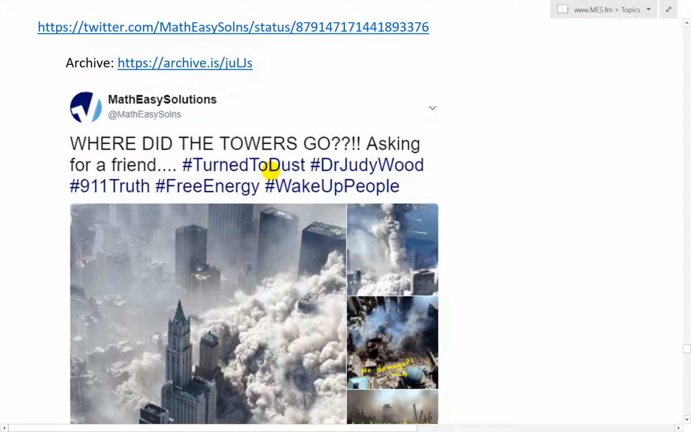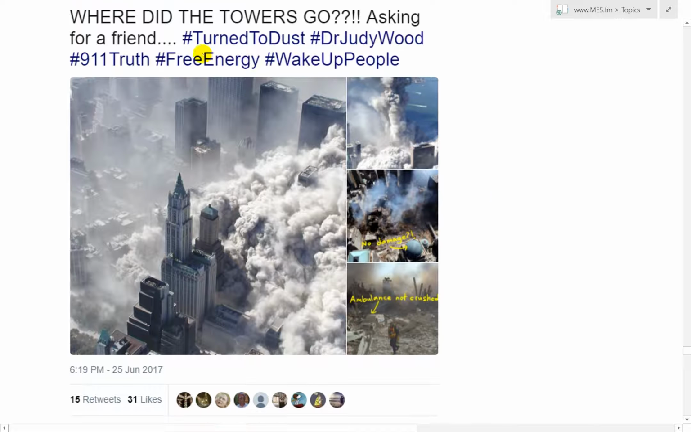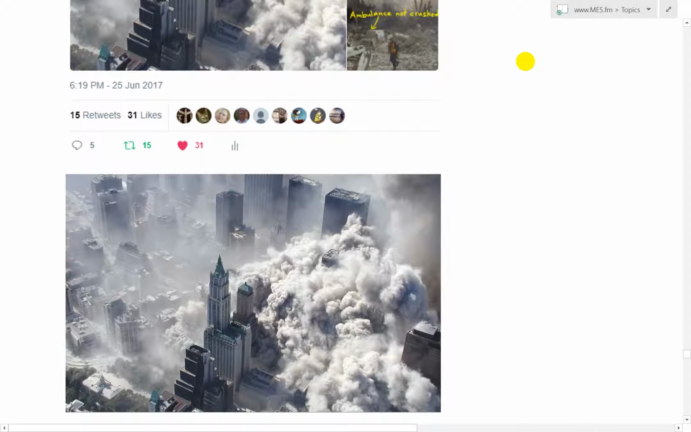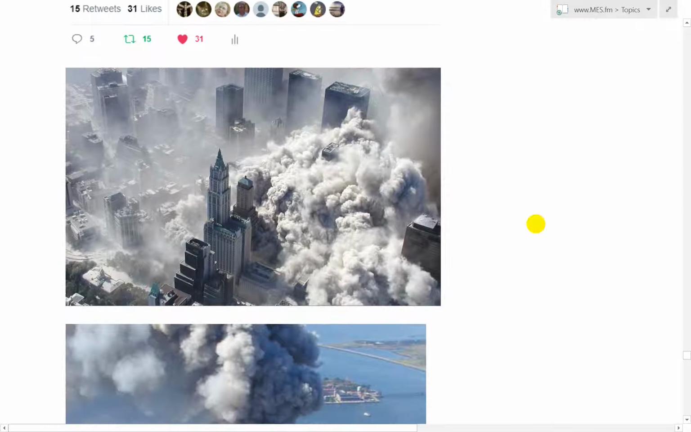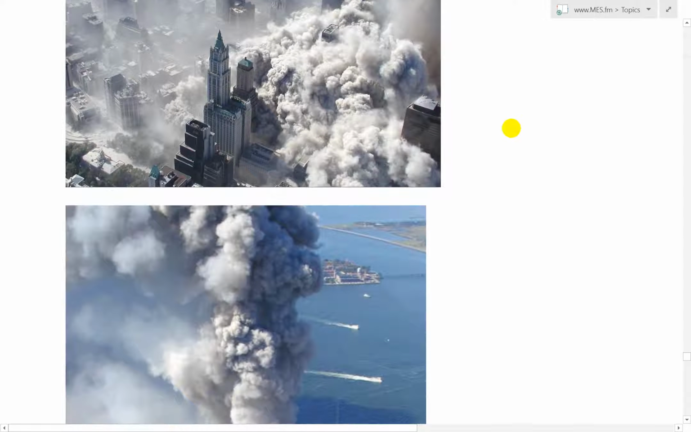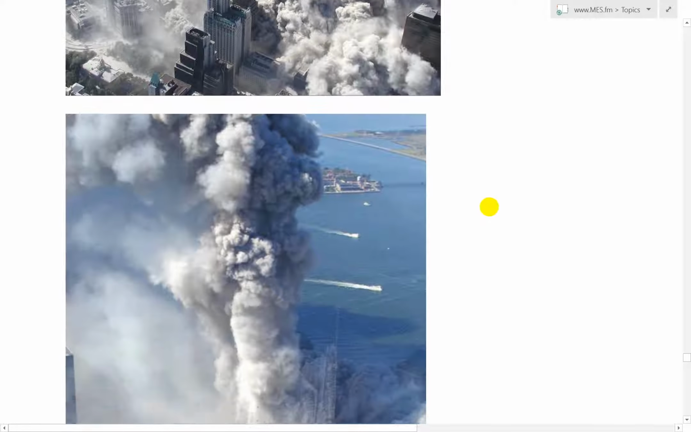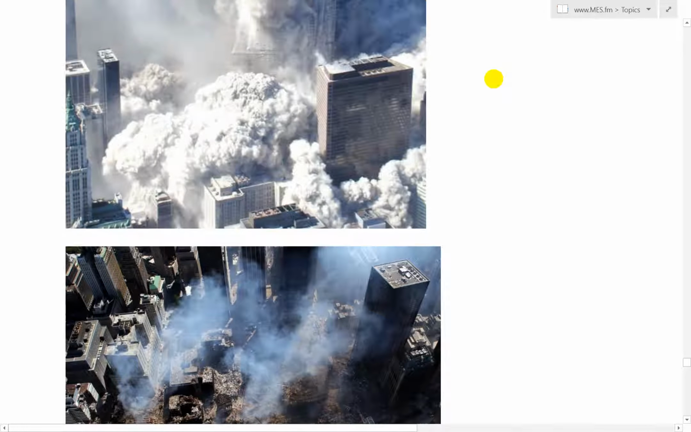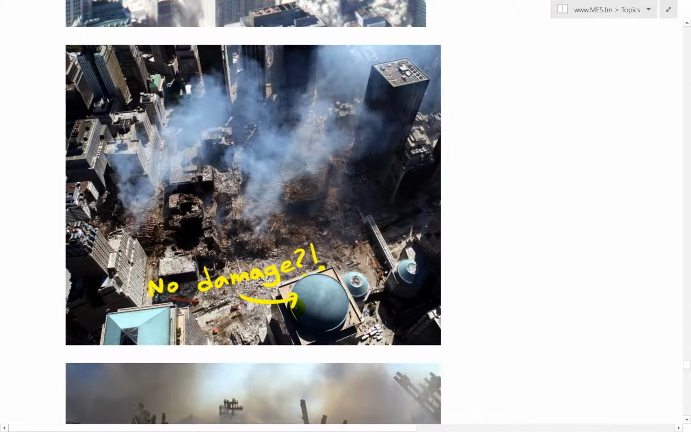Another one, where do the towers go? Asking for a friend. Hashtag turned to dust. Hashtag wake up people. So basically boycott government, in my opinion. So I don't know how you can explain this by anything. It's not explosions, it's not, quote, airplanes. Even if an airplane hit it, what is happening to this? What is this? And now, as you can see, nothing there, no damage to that.